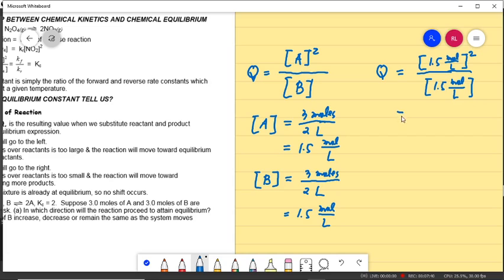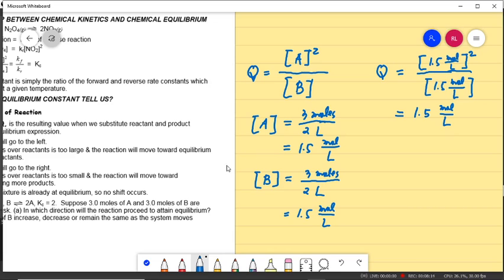Okay, so all you have to do is to get the square of this value divided by 1.5 mole per liter, or you can just simply subtract the exponents since the bases are the same. So the answer to that is 1.5, and the unit will be mole per liter.